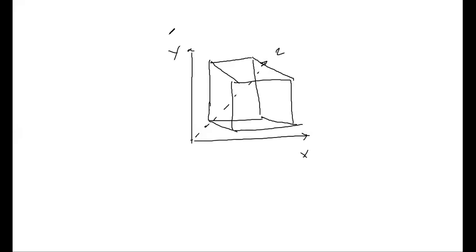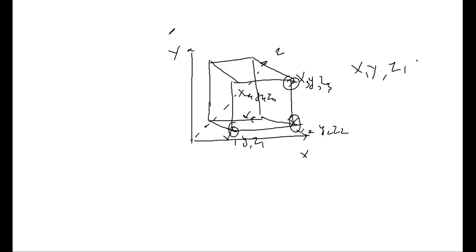All those coordinate points I can represent. For example, this is x1, y1, z1; this is x2, y2, z2; this is x3, y3, z3; and this is x4, y4, z4, and so on. So I can represent each vertex point with a 3D coordinate, and the same thing we are going to do now.